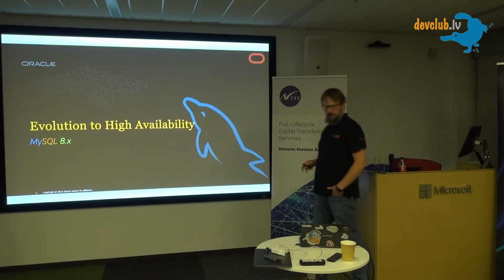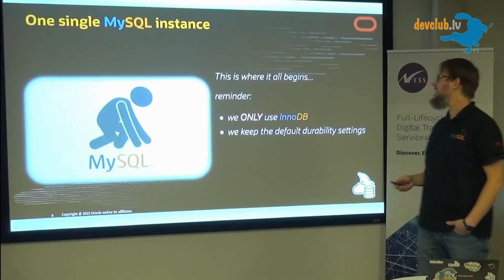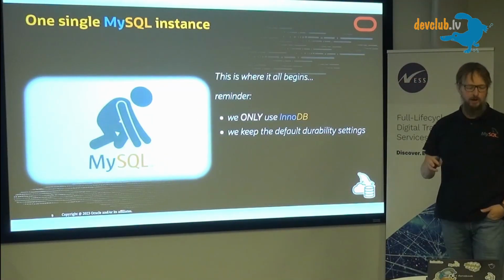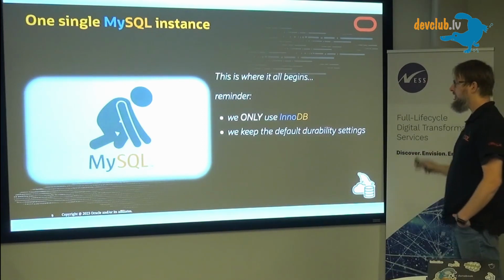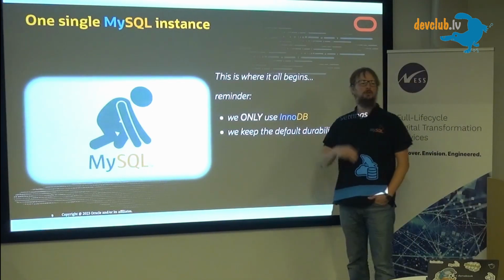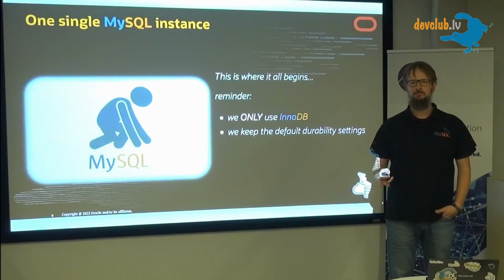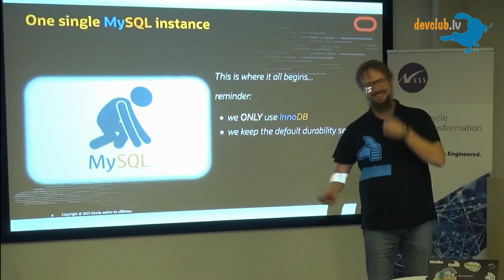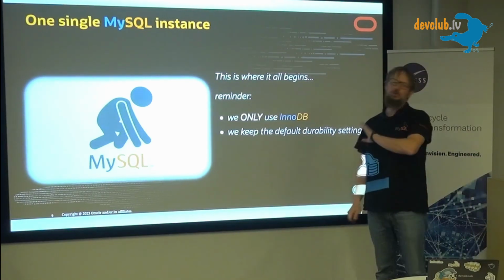So, evolution to HA. This is a small picture. We start there, and we will go further, of course. One single MySQL instance. This is where it all begins, right? Something very necessary is that we only use InnoDB. Who's still using MyISAM? Give me something. So MyISAM, you should stop it.